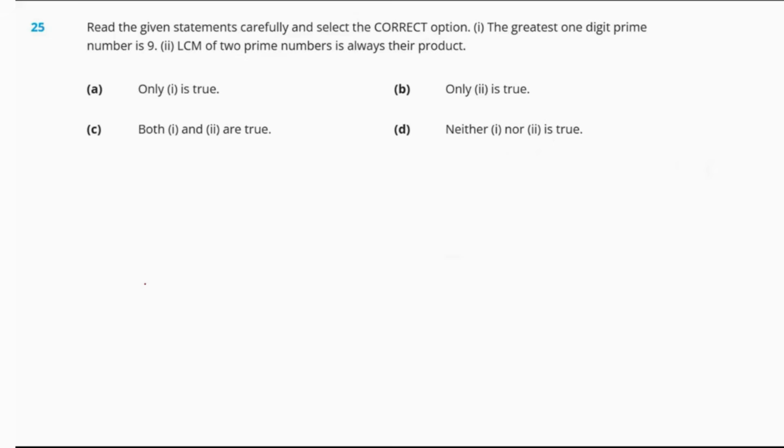Now, next question is, read the given statements carefully and select the correct option. The first one is, the greatest one digit prime number is 9. So is that statement true? Why? Because what is 9? 9 is the greatest one digit number, right? But is 9 a prime number?